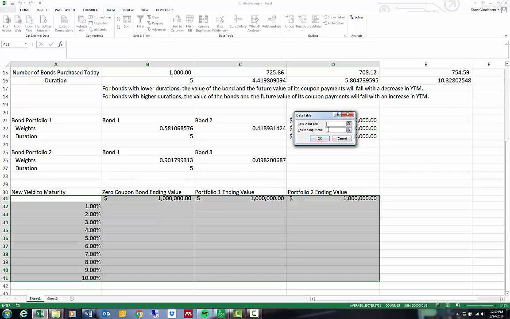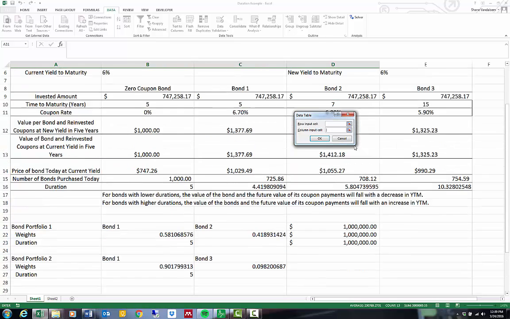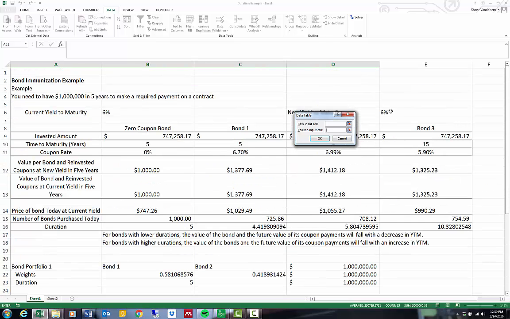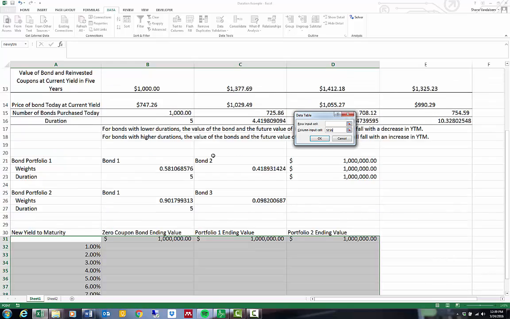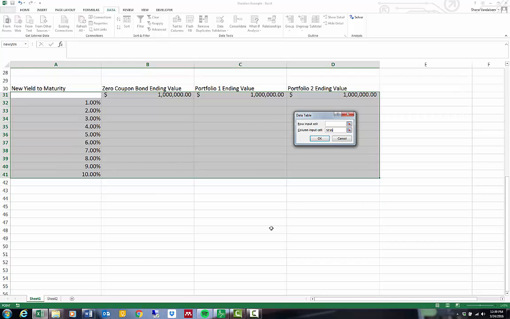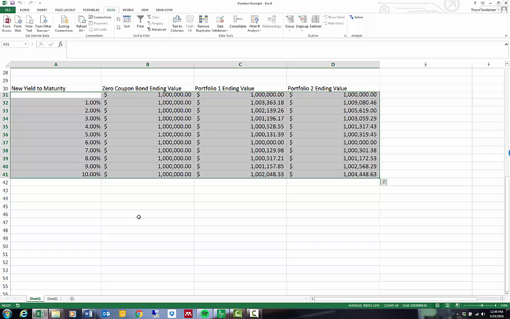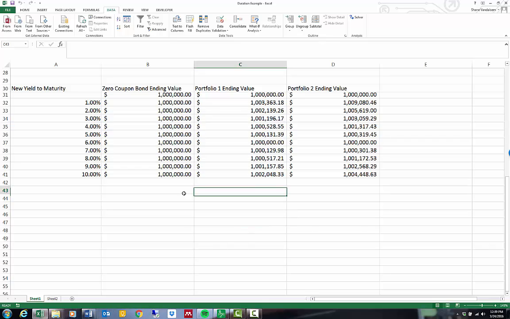So I'm going to ignore the row input cell. We're just going to change one variable, and that's going to be the yield to maturity. So I go up here, and what I'm telling it is, okay, for every one of these calculations, change cell E6 to that number. Okay, the number we have here for the new yield to maturity. I press OK, and we get kind of the results I would expect.